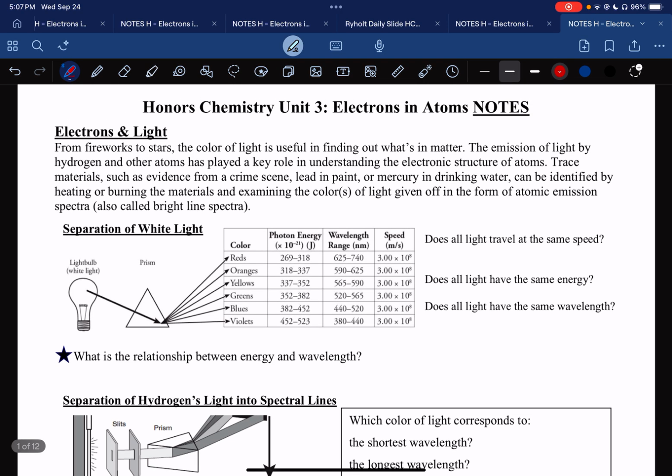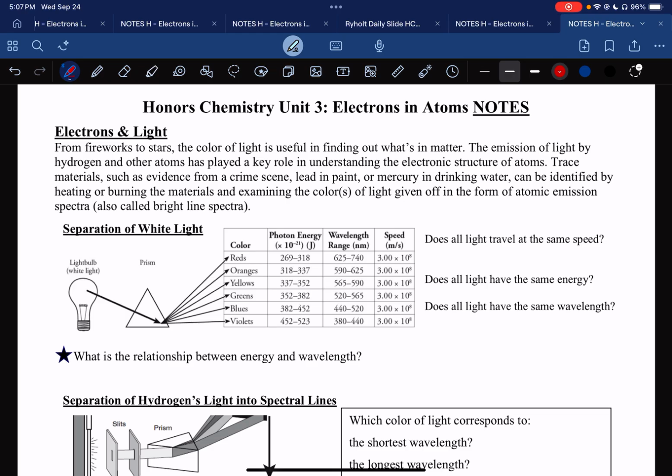So our handout here, I'm in the unit 3 notes packet that you just got today. All right, so it starts off giving you a little bit of background. It says, from fireworks to stars, the color of light is useful in finding out what's in matter. The emission of light by hydrogen and other atoms has played a key role in understanding the electronic structure of atoms. Trace materials, such as evidence from a crime scene, lead in paint, or mercury in drinking water, can be identified by heating or burning the materials and examining the colors of light given off in the form of atomic emission spectra, which is also called bright line spectra.